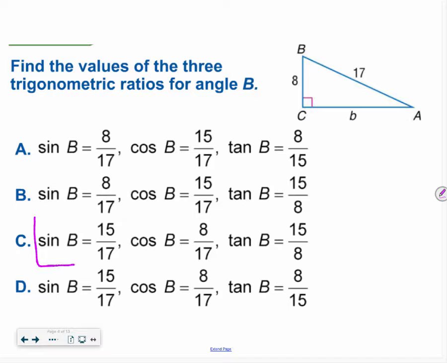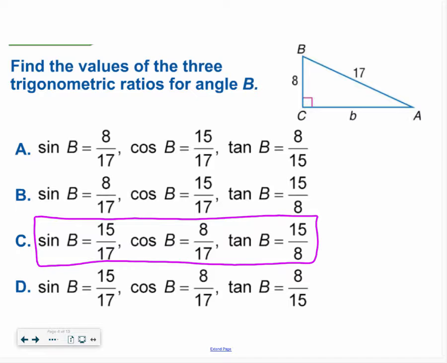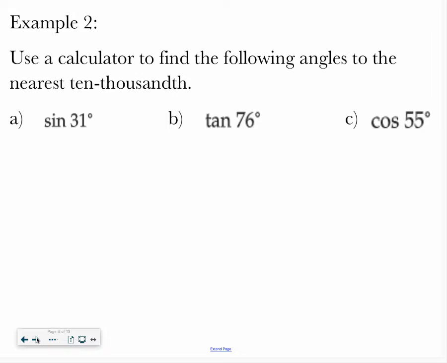Hopefully you got that sine of B was 15/17, cosine of B was 8/17, and tangent of B was 15/8. If you have questions, let me know. Let's look at example 2. You guys are probably going to love this a lot. There is an IXL like this as well. You're just going to plug these things into your calculator.